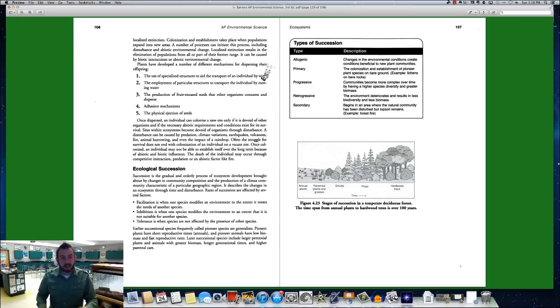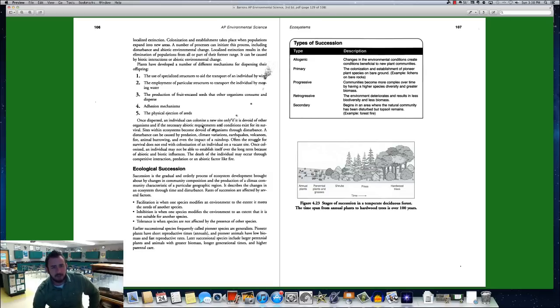Number 4, adhesion mechanisms, like those little burrs that you find stuck to your shoelaces. Those are actually seeds that have stuck to an organism's hair, or for instance your shoelace, and then you wipe them off, and now they're found in a new spot. Or the physical injection of seeds into the ground, literally by dropping super hard and hitting a certain spot and getting down in the soil to germinate.